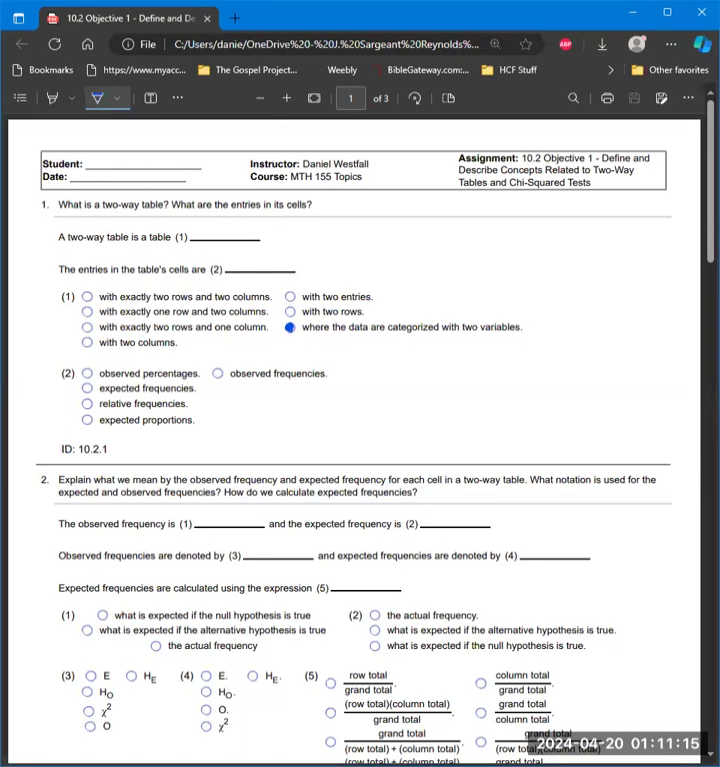Which is that one right there. And the entries in the table's cells are observed frequencies. That one right there.